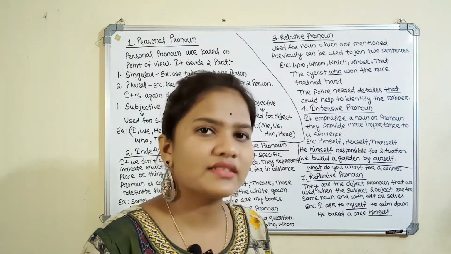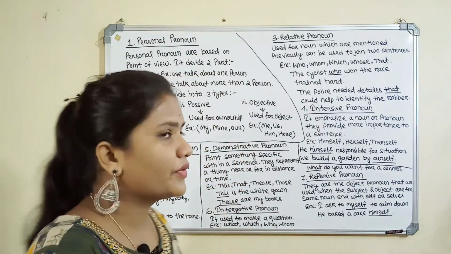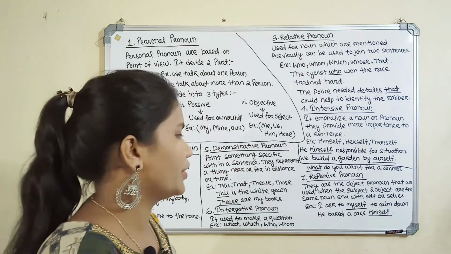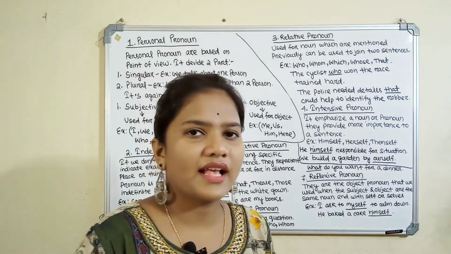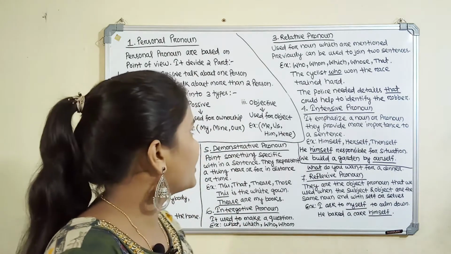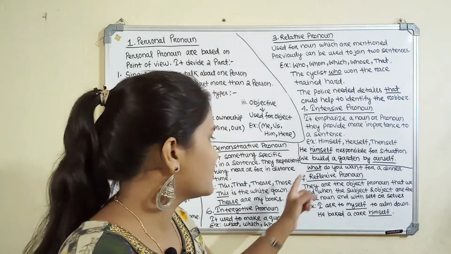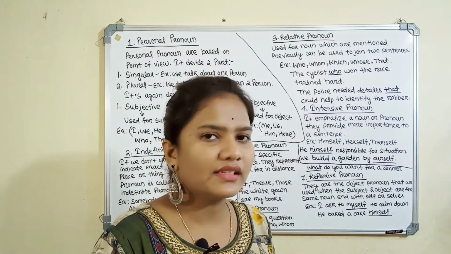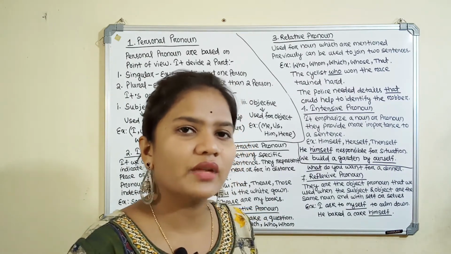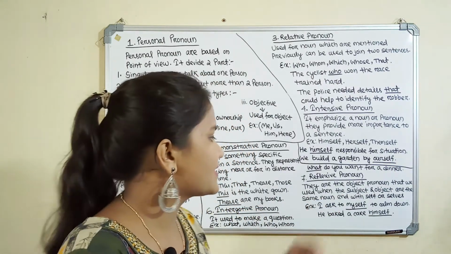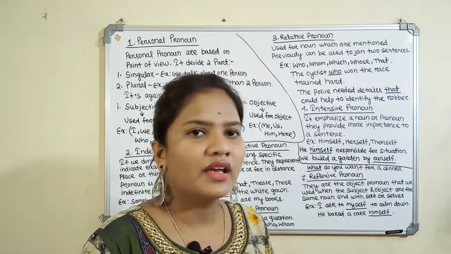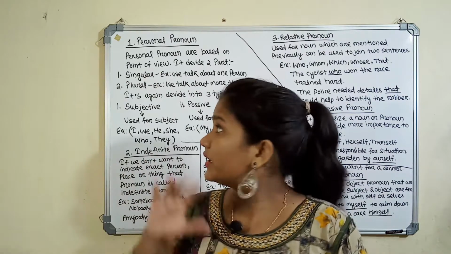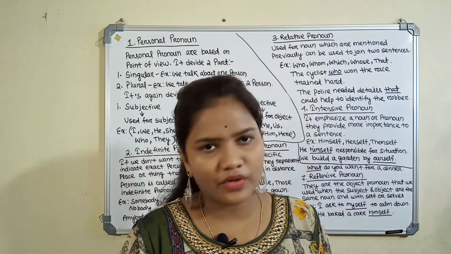Then we discussed the sixth type of pronoun, that is interrogative pronoun. Interrogative pronoun is the pronoun which makes a question, asking a question. Then we discussed reflexive pronoun, that is the pronoun lastly that ends with self or selves, that is called reflexive pronoun. Myself, yourself, themselves, etc. So it is an example and brief discussion about all the pronouns.